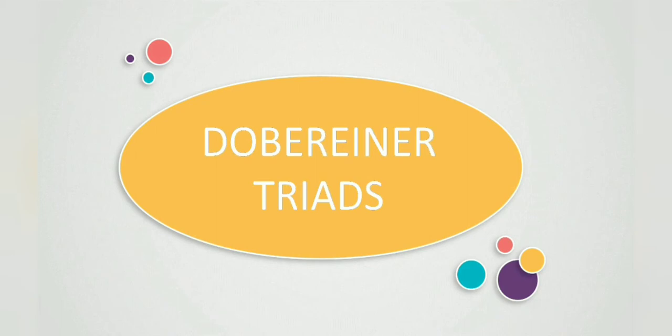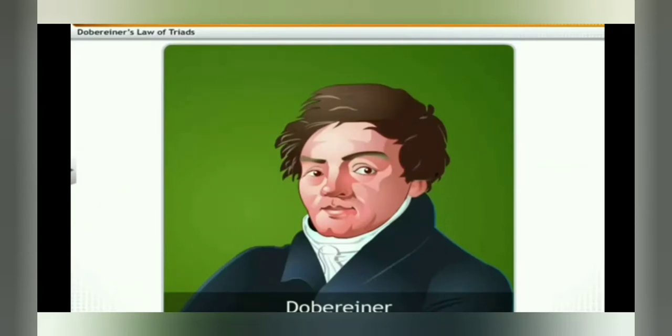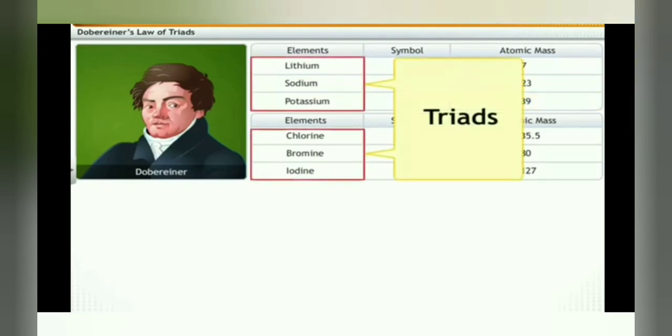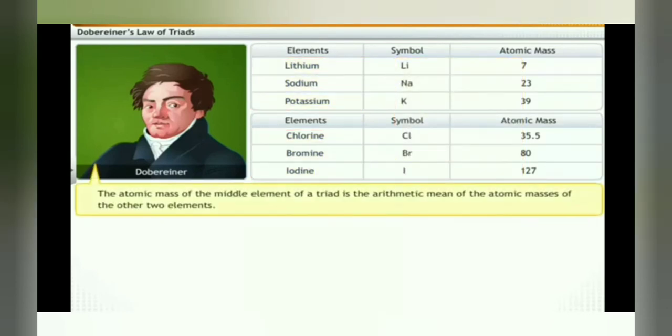The first attempt at classifying elements was made by a German chemist Johann Wolfgang Dobereiner in the year 1829. Dobereiner used atomic mass to classify elements into triads. According to Dobereiner, all chemically similar elements occur in the groups of three when arranged in increasing order of atomic masses. He called these groups triads. Dobereiner's law of triads states that the atomic mass of the middle element of a triad is the arithmetic mean of the atomic masses of the other two elements.